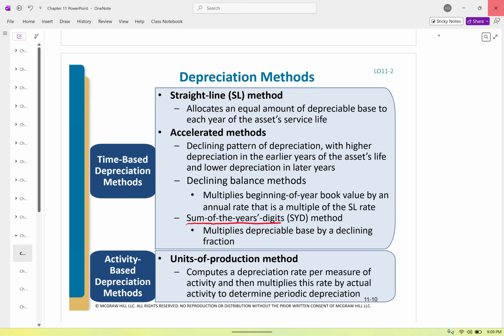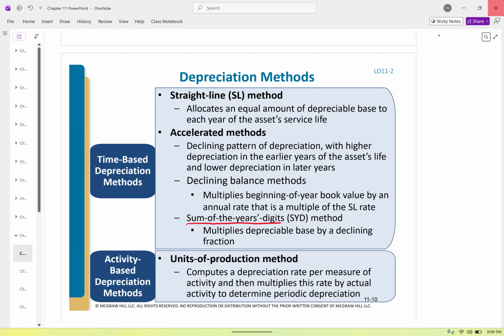I had to go Google it myself and remind myself how to do some of the sum-of-the-years' digits. I figured it out really quick and was able to help the student, but I was just kind of a deer in the headlights, like I haven't heard that term in a long time.